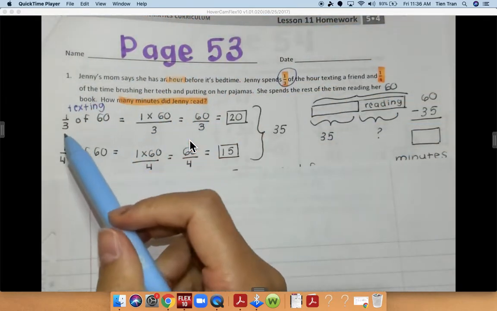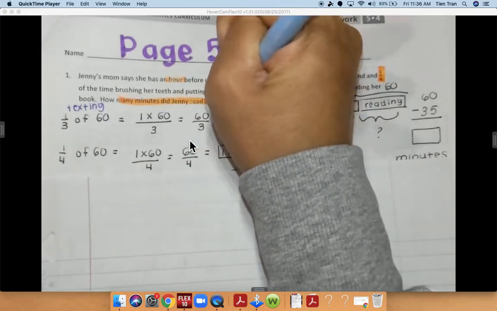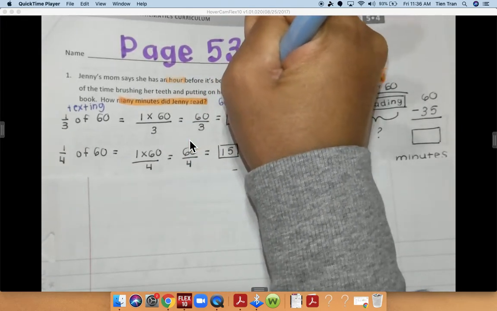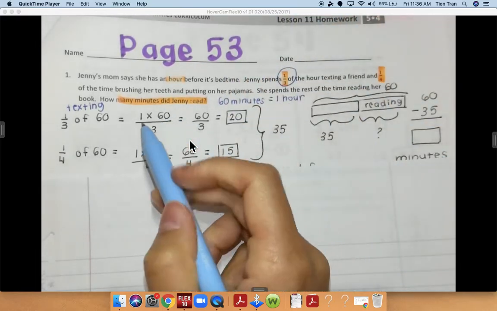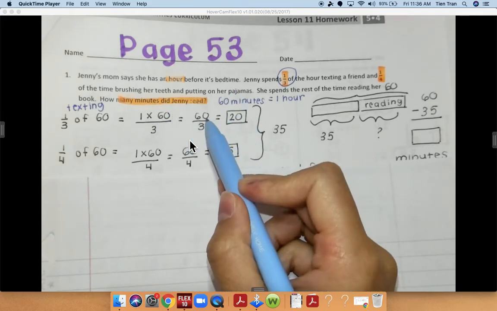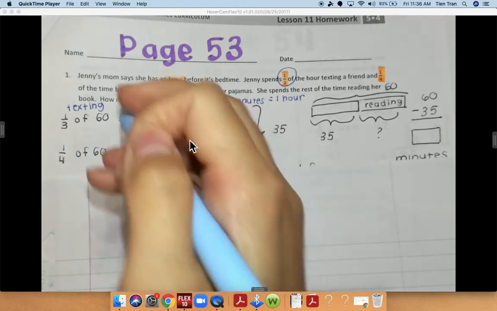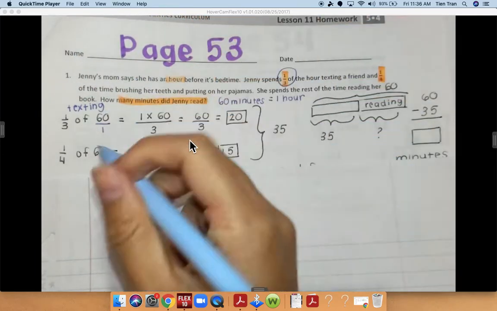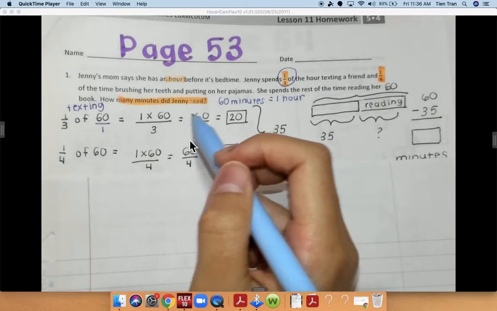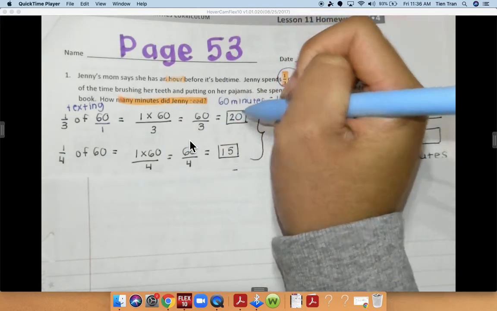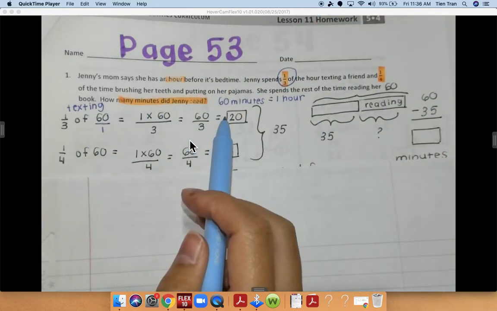And when she was texting a friend, it was 1/3 of 60 because we know that 60 minutes is equal to 1 hour. So 1 times 60 is equal to 60. Our denominator is 3 because of 1/3. You can put a 1 right underneath, and you can multiply straight across. 1 times 3 is equal to 3. So 60 divided by 3 is equal to 20. So she spent 20 minutes texting.